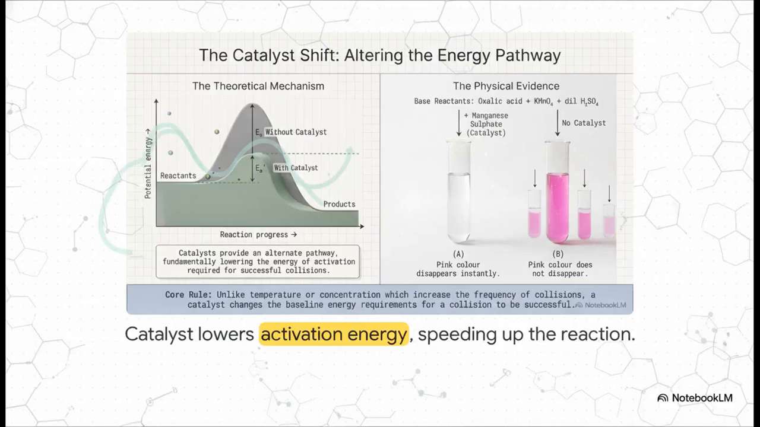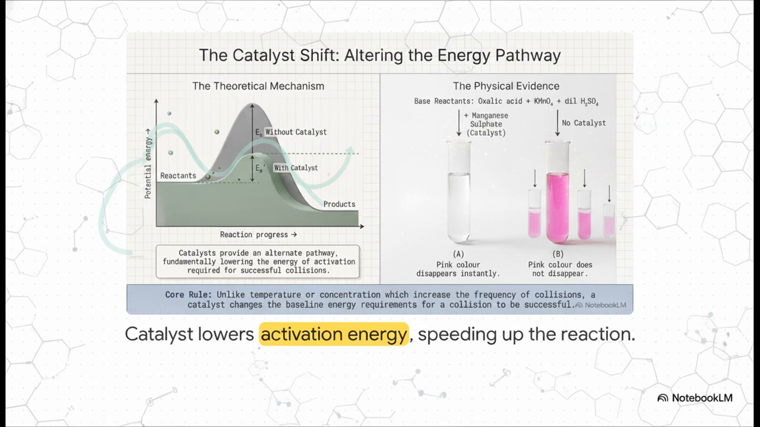And this brilliantly illustrates our 6th and final factor, the presence of a catalyst. Look at the theoretical mechanism and the physical evidence we have here. The guide explains that a catalyst actually lowers the energy of activation. Over in the physical test tubes, we've got a mix of oxalic acid, potassium permanganate, and dilute sulfuric acid.